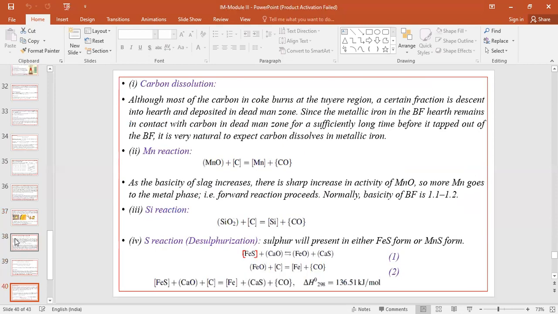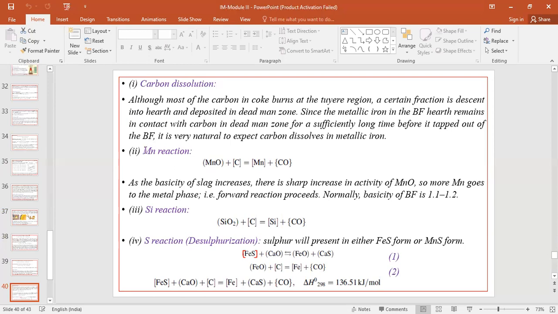Since the metallic iron in the blast furnace hearth remains in contact with the carbon in the coke in the dead man zone for a sufficiently long time before you tap it from the blast furnace, there is a possibility of dissolution of this carbon into the metal. That is how you can see around 4.5% carbon in the hot metal, just because of solid diffusion of carbon from the solid coke into the hot metal.